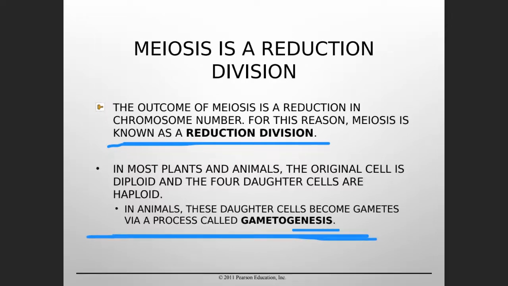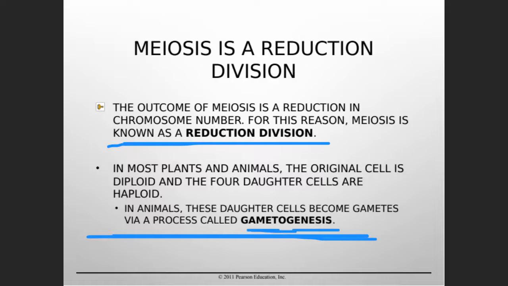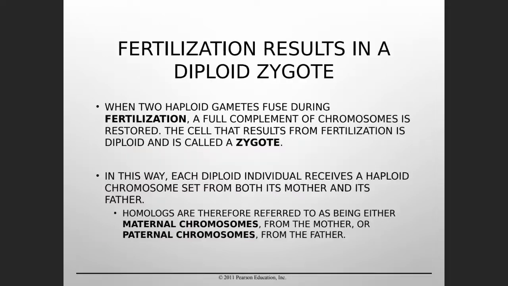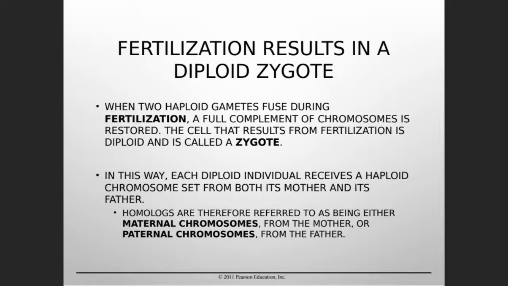Genesis is to make, right? Create, and gametes are the gametes. So you're making the gametes. All right, so fertilization now results in a diploid zygote. So when 2 haploid gametes fuse during fertilization, a full complement of chromosomes is restored. You are restoring the ploidy number.